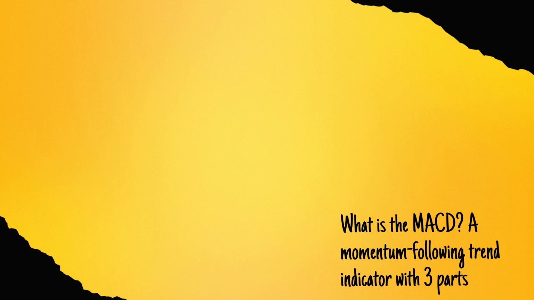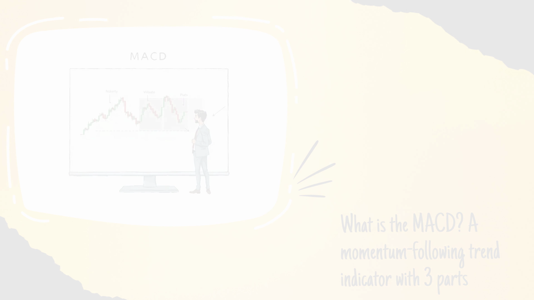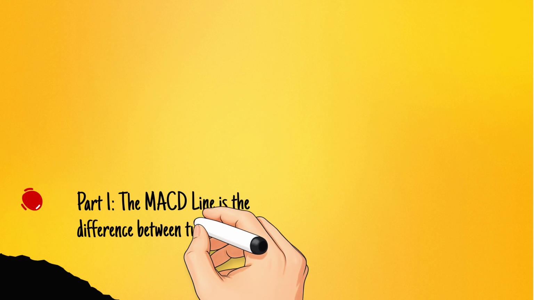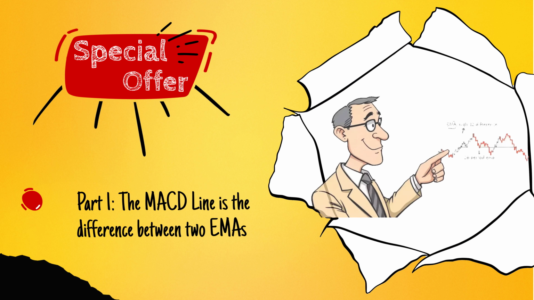What is the MACD? The MACD is a momentum-following trend indicator. It's composed of three parts. Part 1, the MACD line, fast line. This is the difference between two exponential moving averages, usually the 12-period and 26-period EMAs.